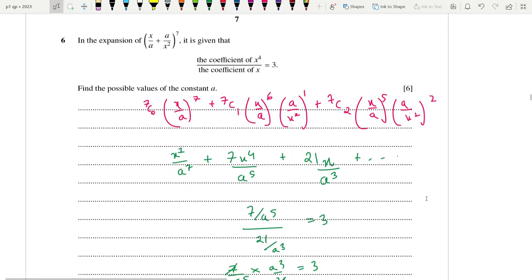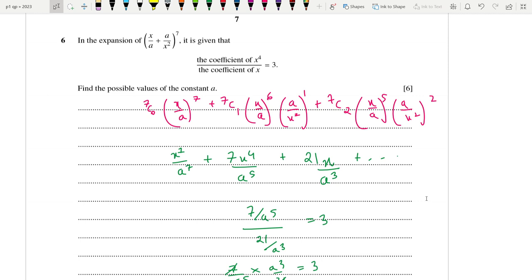Moving on to question number 6. In the expansion of (x/a + a/x²) to the power 7, it is given that the coefficient of x to the power 4 by x equals 3. So yeah, you can use the nth term formula nCr, but I just expand the whole thing. So we actually end up with the first term 7C0 (x/a)^7 (a/x²)^0. I didn't bother writing that. Plus 7C1 (x/a)^6 (a/x²)^1. The power keeps on decreasing for one and increasing for the other one, right? Plus 7C2 (x/a)^5 (a/x²)^2.